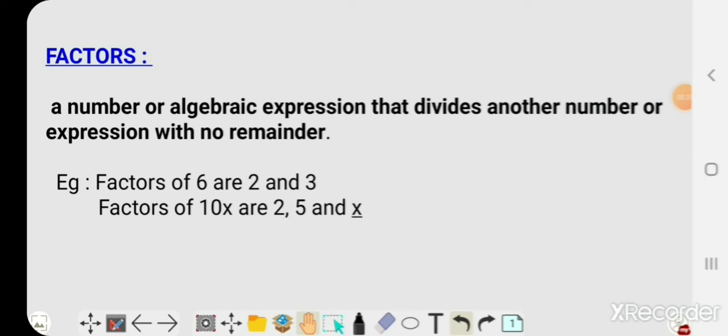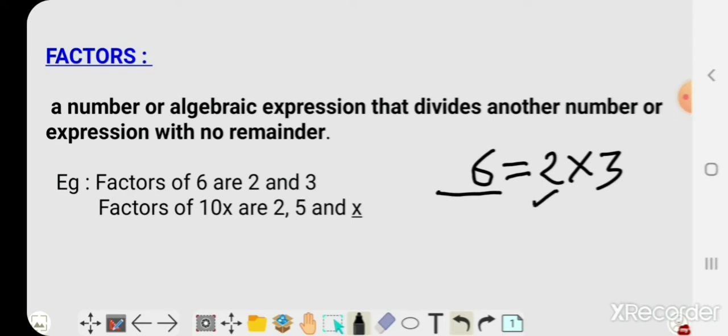So here examples are given. Factors of 6 are 2 and 3 because 6 can be written as 2 into 3, or we can say 6 can be completely divided by 2 as well as 3, as there doesn't remain any remainder. Now factors are not only for numbers, these are for algebraic expressions also, as you can see in this definition.